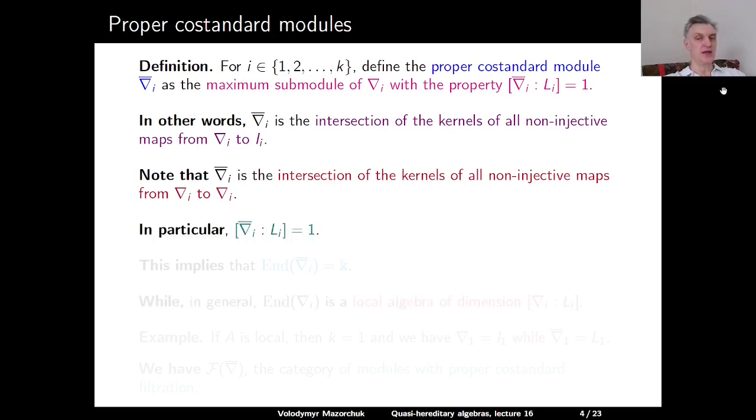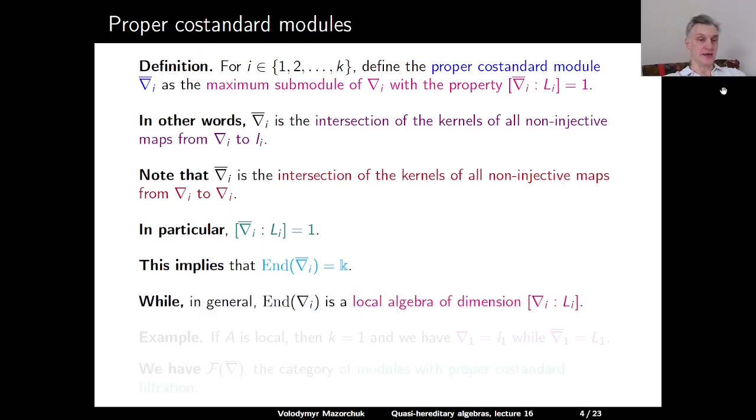In particular, directly from the definitions, the multiplicity of Li in ∇̄i is 1, which implies that the endomorphism algebra of ∇̄i is trivial. It's isomorphic to the field. And again, in general, the endomorphism algebra of the costandard module ∇i is a local algebra of dimension the multiplicity of Li in ∇i.